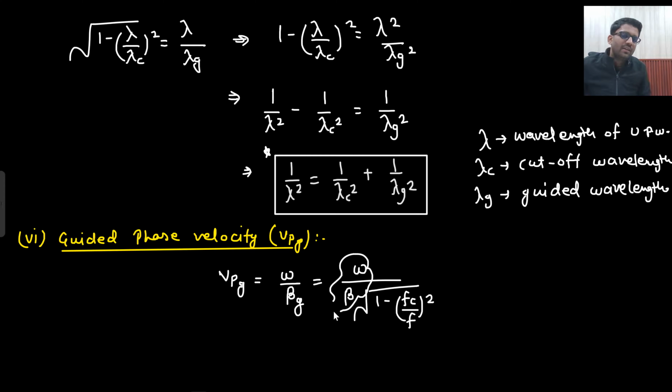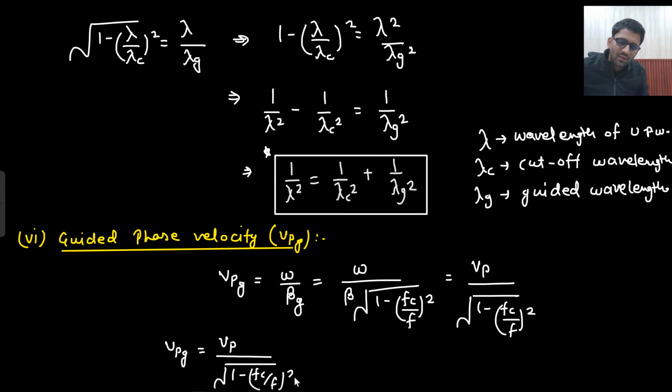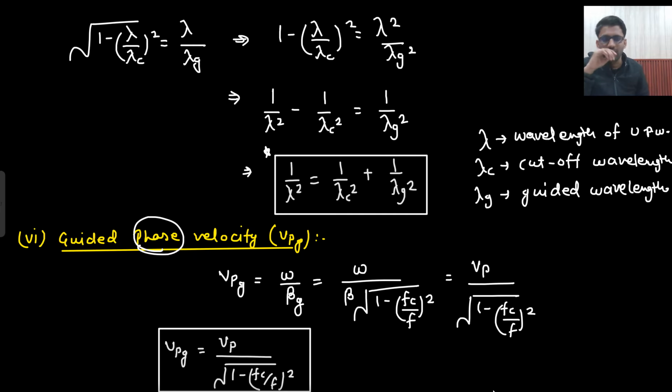What is omega by beta? Omega by beta is equal to Vp only. And what is Vp? Vp is the phase velocity of the uniform plane wave. So what you are getting is Vp divided by under root 1 minus fc by f whole square. So Vpg you are getting is Vp upon under root 1 minus fc by f whole square. So this was your phase velocity, right?